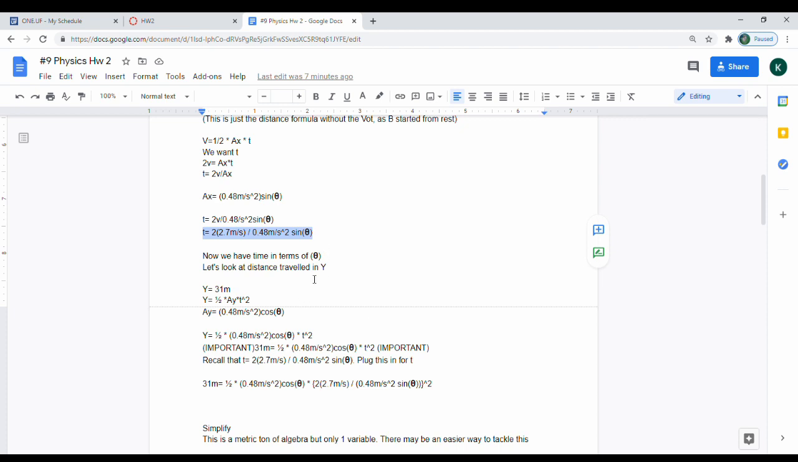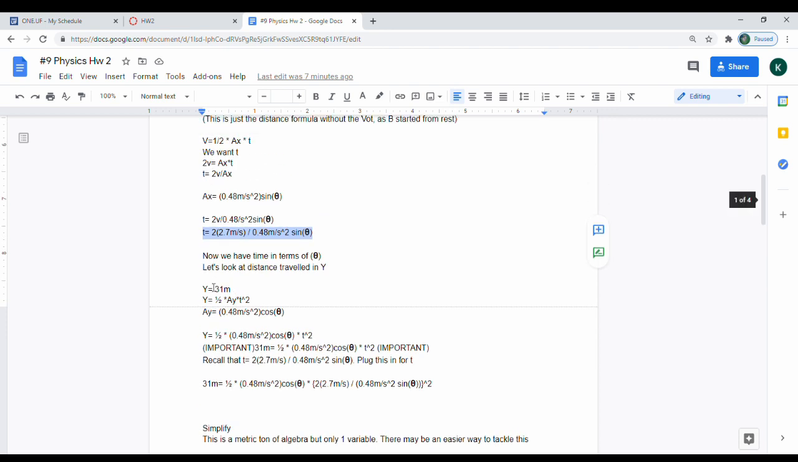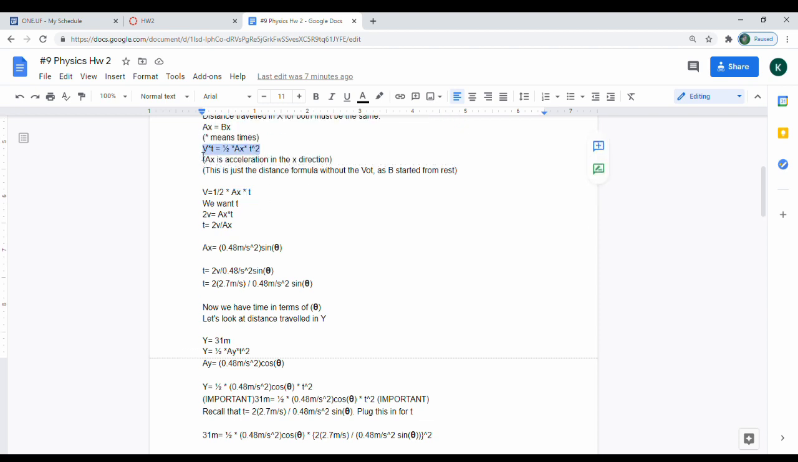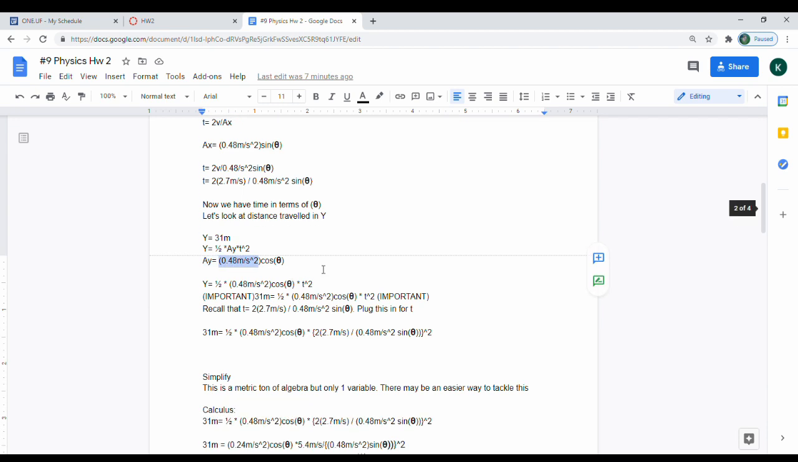Then we do the exact same thing for y. We know y is 31 meters, and y equals 1/2 a y times t squared. It's just this again, except here we have y instead of vt because it's not changing, it's just 31, and instead of a x we have a y. It's the exact same thing. As I said, a y is 0.48 times cosine theta. So we plug this in for a y into this equation, and we get this.